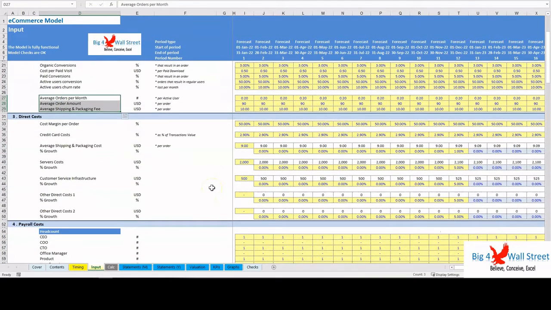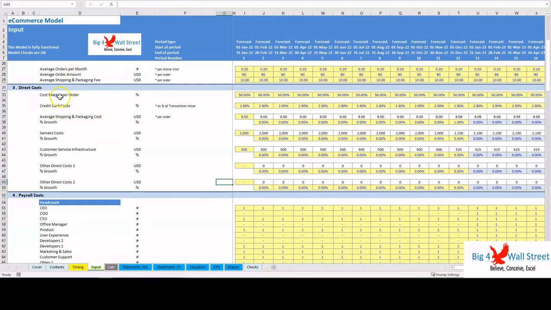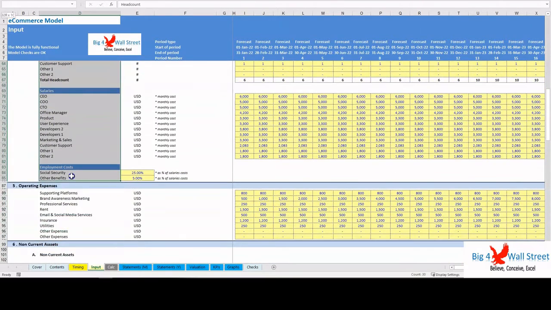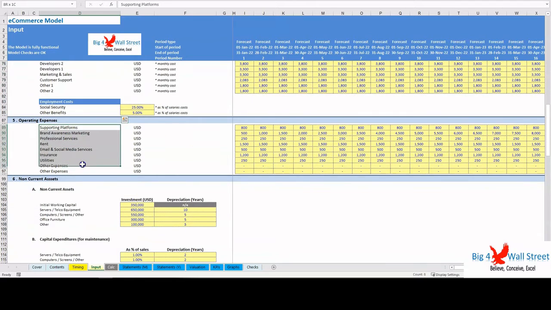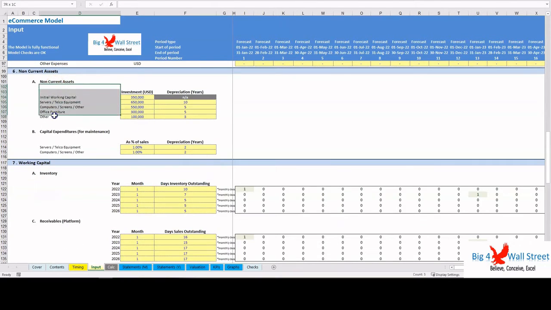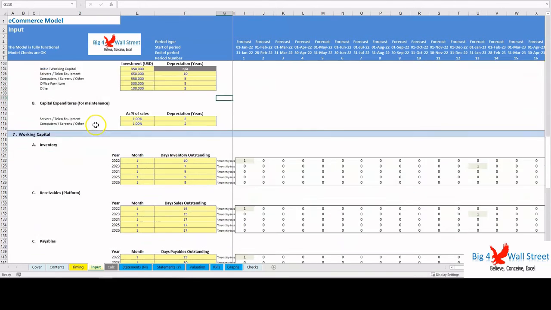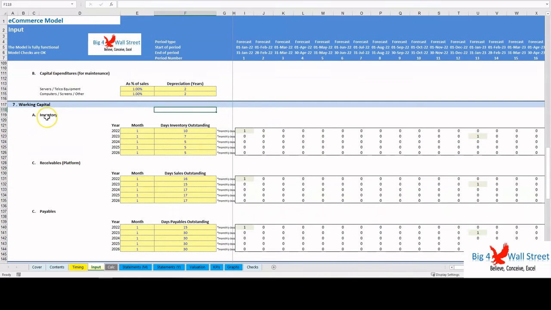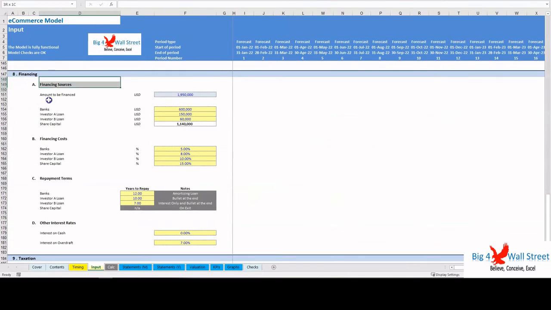Moving on, the cost is comprised of 3 main categories: direct costs, cost margin per order, shipping costs, payment processing, servers, customer support, marketing; labor cost, headcount, salaries, employment costs and other benefits; and operating costs, rent, utilities, insurance, advertising, other supporting tools, etc. Going forward you can adjust non-current assets, CAPEX, as well as their depreciation schedule. The working capital assumptions, inventory, receivables, and payables can also be adjusted accordingly, and finally the financing assumptions of the business, whether these are debt or equity financed, can also be amended.